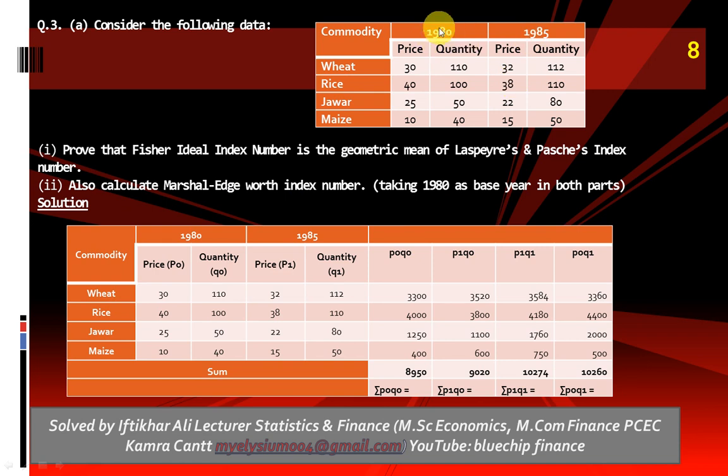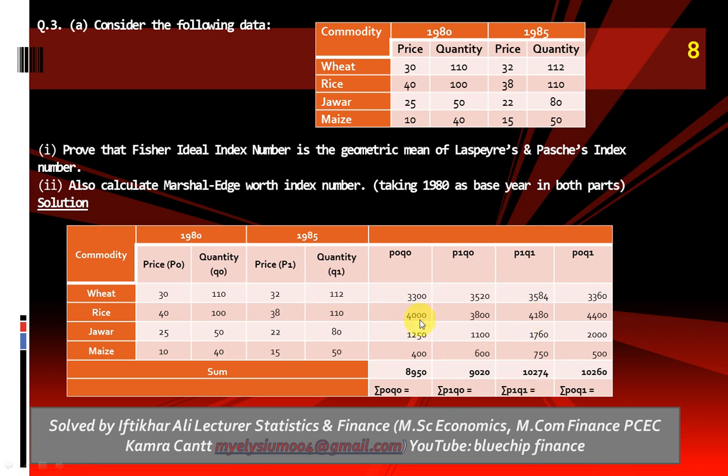So price and quantity of the base year are considered as P0 Q0, and price and quantity of the current time period are considered as P1 Q1. We need four calculations: P0 Q0, P1 Q0, P1 Q1 and P0 Q1. You can see that P0 Q0 is simply the multiplication of these two, P1 Q0 is the multiplication of this one with this one, P1 Q1 is the multiplication of these two, and P0 Q1 is the multiplication of this one with this one.